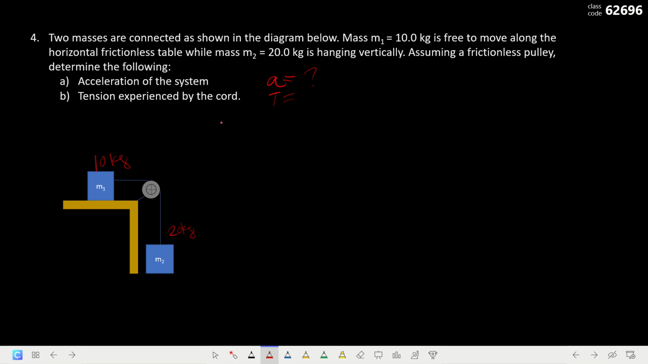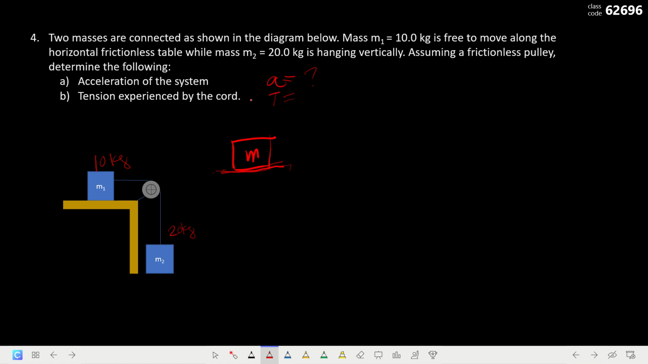So step number 1, of course, is to create a free body diagram. Since we have two objects, two masses, let us have two free body diagrams. So for our mass number 1, since this is resting on a frictionless table, there is no opposing force. So the normal force and our force due to gravity are canceling each other out.